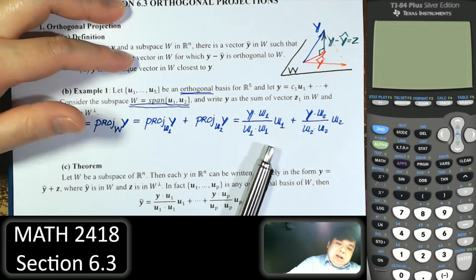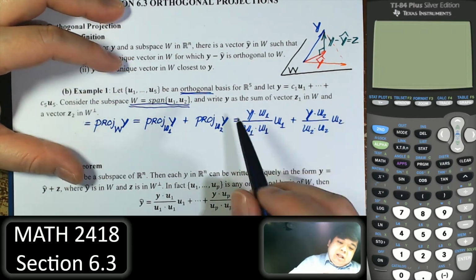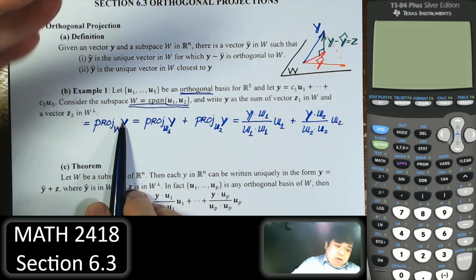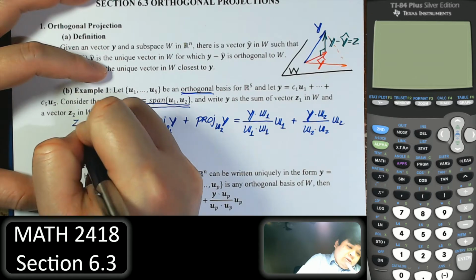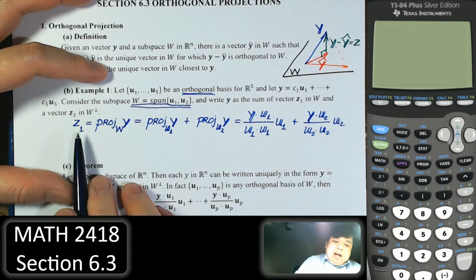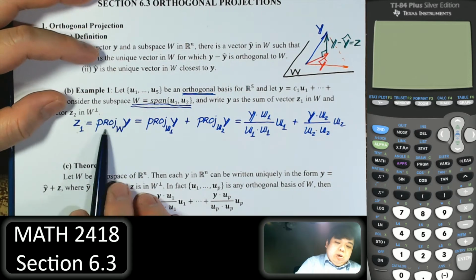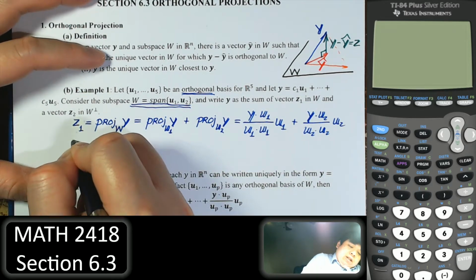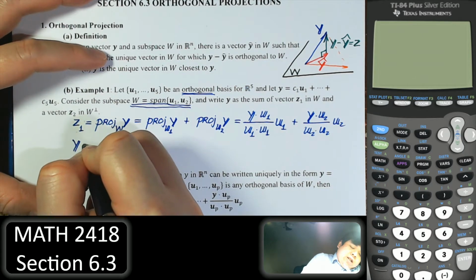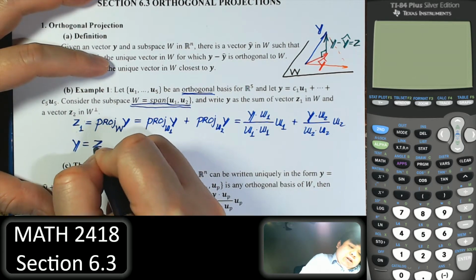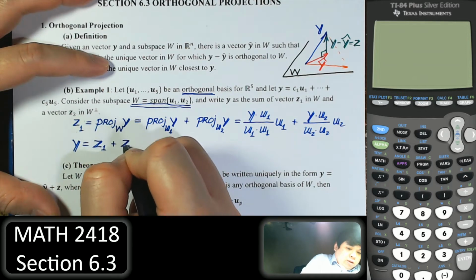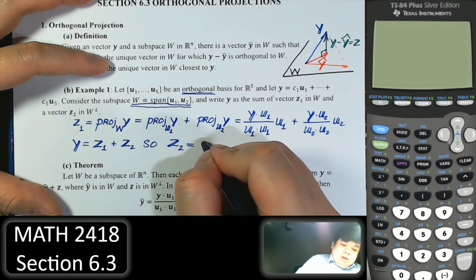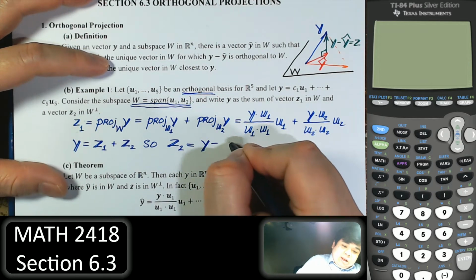Notation is y hat, but in this case they want a vector in W, the projection onto W, so that would definitely be in W. So we have z1, which will be the projection of y onto W, and suddenly it will be in W. And then to get to z2, we have y equal to z1 plus z2. So if we want z2, it's going to be y minus z1.